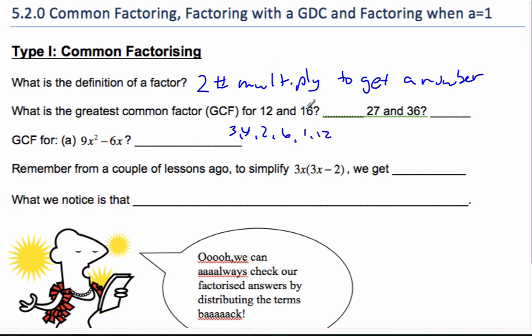If I look at the factors of 16, what are those? 2 and 8, 4 and 4, and 1 and 16.